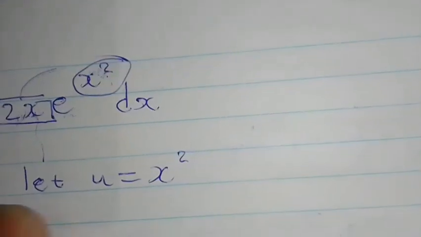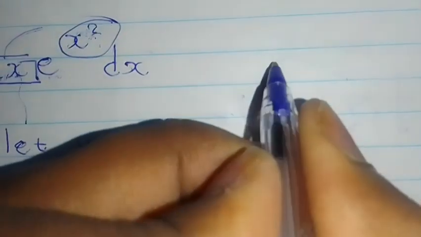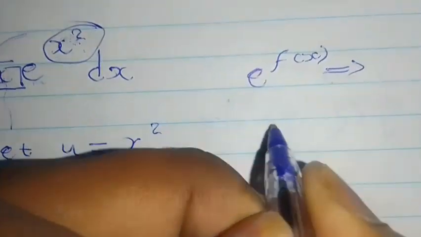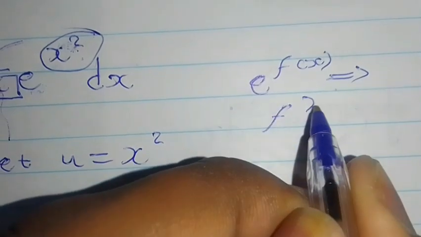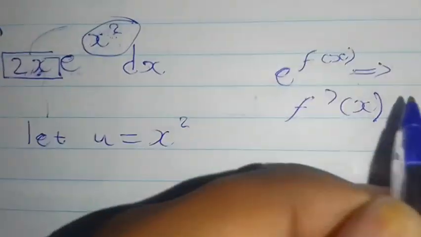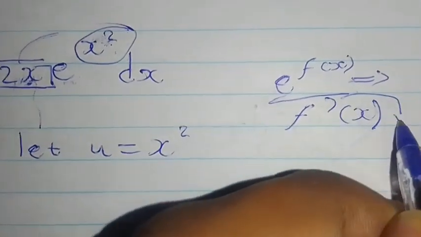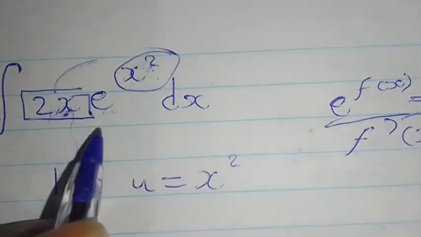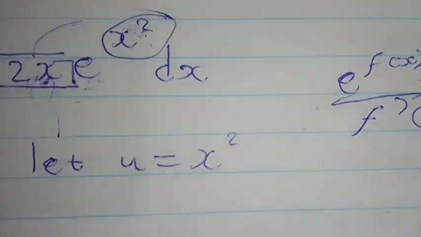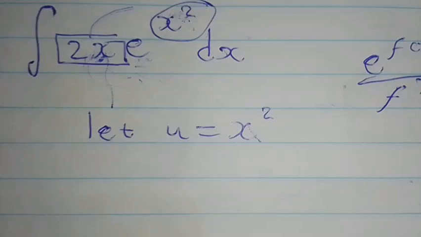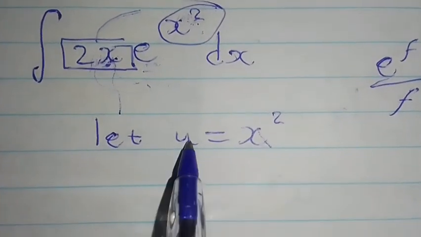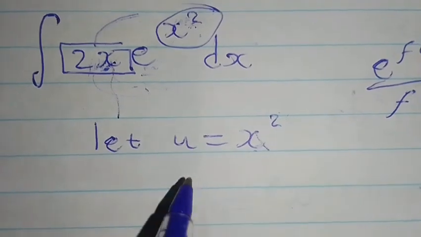Wait, let me just show you something. Remember when we were deriving e to the power f of x? The derivative of that will be the derivative of f, which is this, multiplied by the whole function here. So you can already tell that the answer to this is e to the power x squared. But you want to show the steps that the answer is going to be e to the power x squared plus a constant. So let u equals x squared.